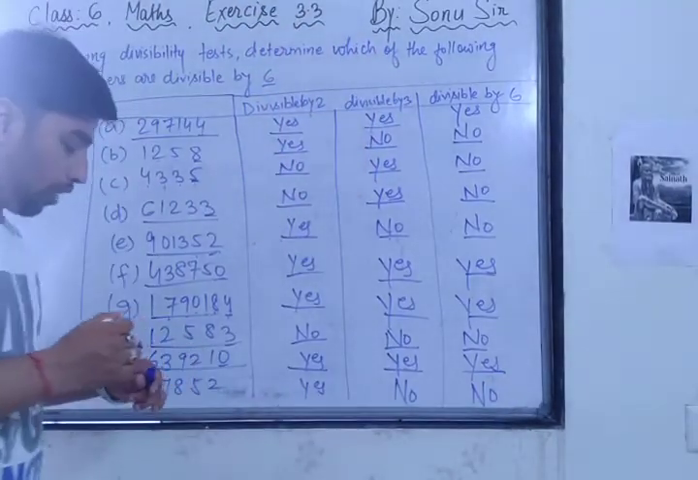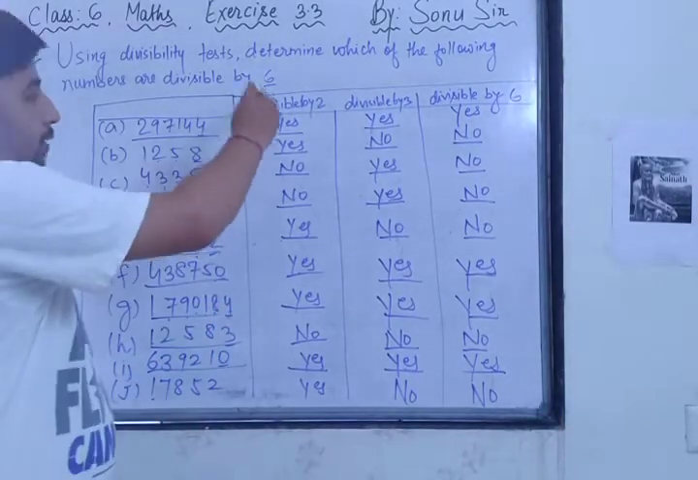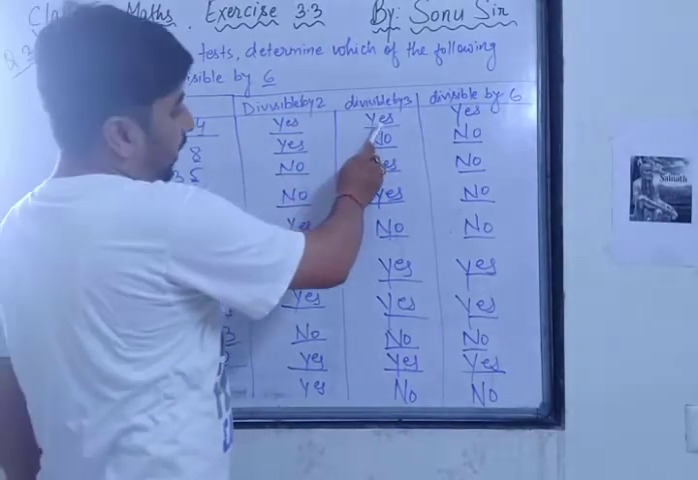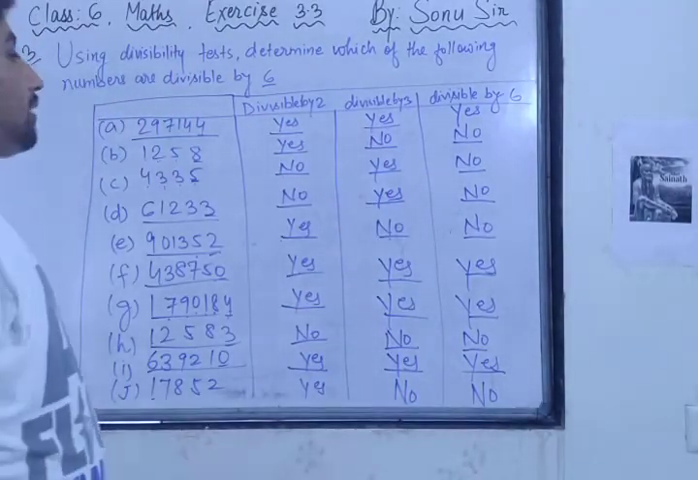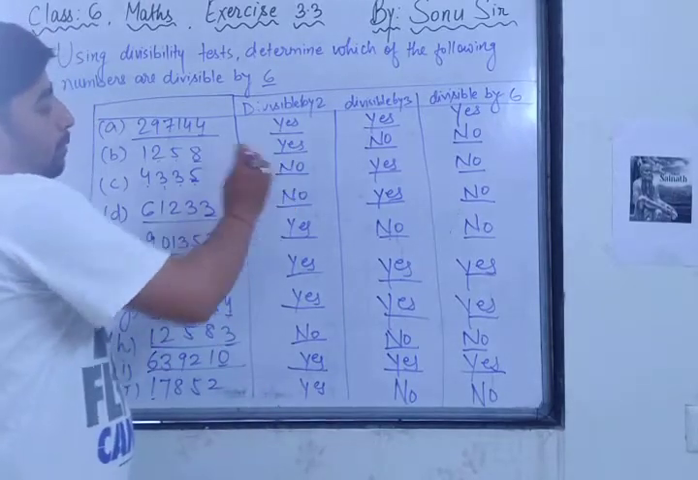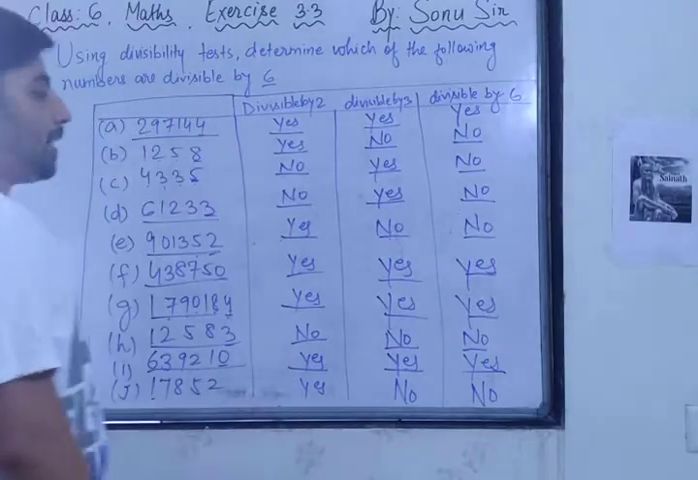So, what is the rule of divisibility by 6? The rule of divisibility by 6 is that a number must be divisible by 2 and also divisible by 3. As you have seen in this table, if the number is divisible by 2 and divisible by 3, then only that number is divisible by 6. Otherwise, that number is not divisible by 6. You have seen, it is divisible by 2 but not divisible by 3, so these numbers are not divisible by 6.